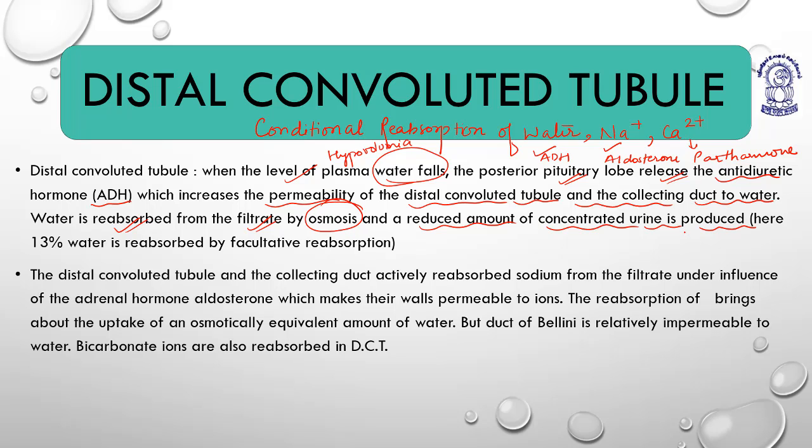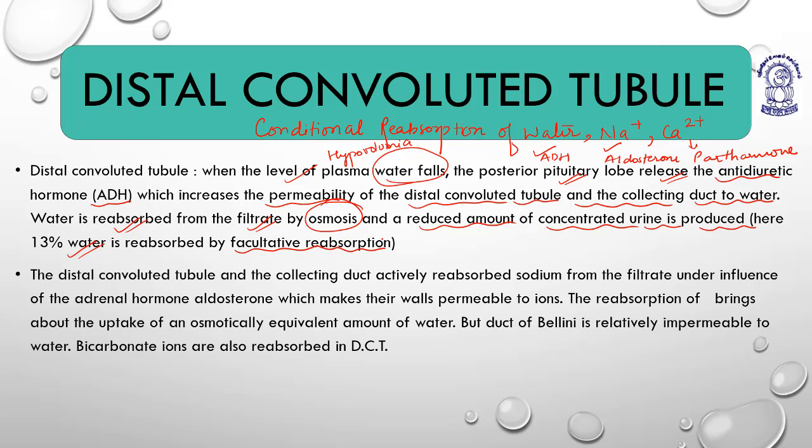At the level of DCT, the urine is hypotonic. Here, 13% of water is reabsorbed by facultative reabsorption. Very important. ADH, antidiuretic hormone, also known as vasopressin, is synthesized by the hypothalamus and released by the posterior pituitary. It is secreted in response to high blood osmolarity. The normal level of osmolarity is 300 milliosmoles per liter.